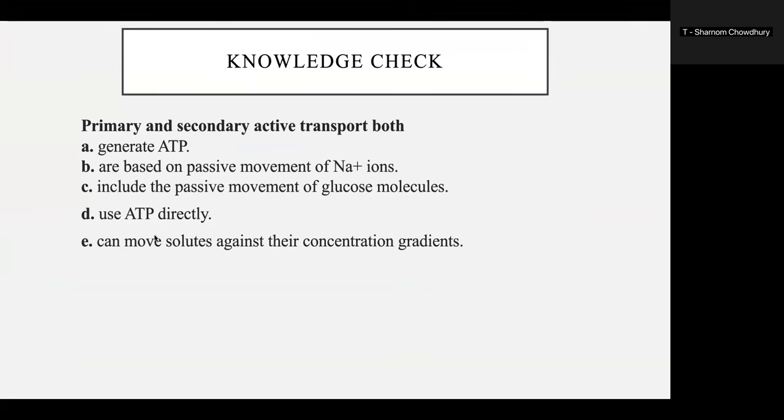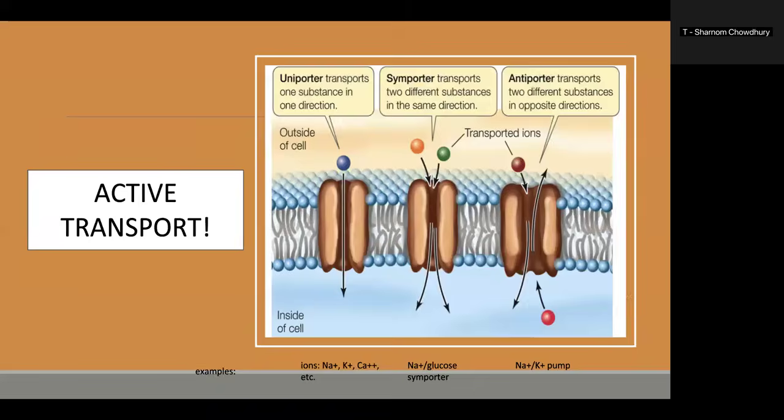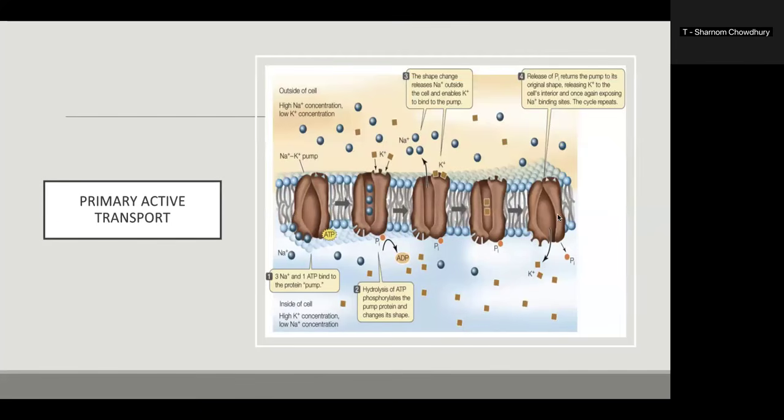Primary and secondary active transport both move solutes against their concentration gradients. So, only primary active transport uses ATP directly. Secondary active transport, what it does is, if we go here, this is an example of primary active transport, right? You have sodium out of the cell, potassium into the cell.